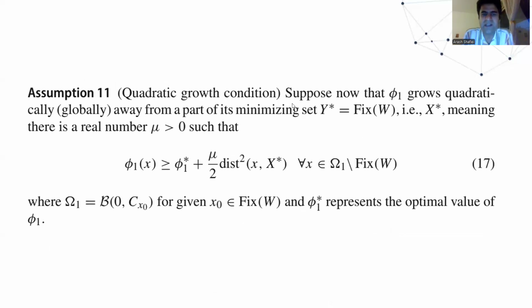Here we have a quadratic growth condition. This condition is just over the x star. I mean, you suppose that phi1 grows quadratically or globally away from the minimization set y star. We already proved that y star is the set of all fixed points of operator W. So you have here phi1 of x is at least phi1 star plus mu over 2 times the squared distance of x and x star. And omega 1 is a ball around 0 with radius cx0.